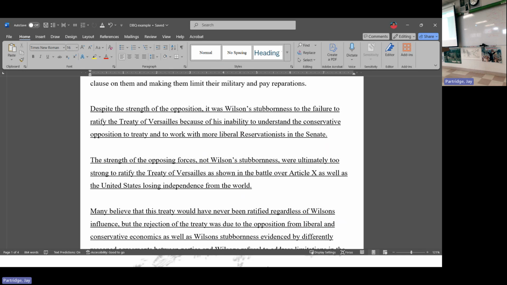Now, to the opposing forces, not Wilson's stubbornness, all made ratify the Treaty of Versailles. Okay, very good. And then we have a clear blueprint. Article X, first body paragraph, independence from the world.